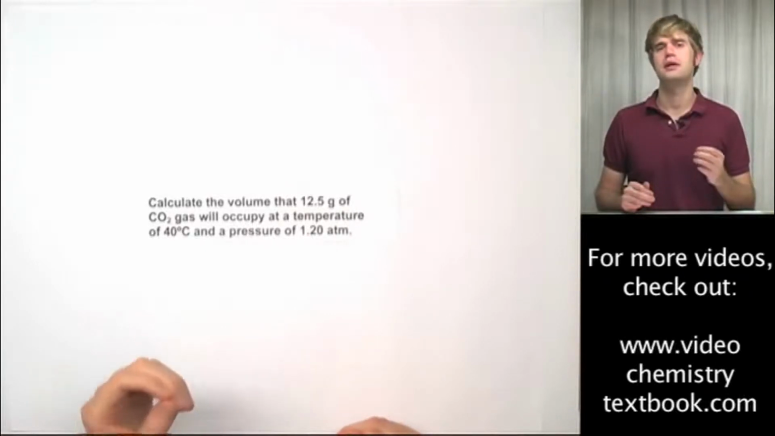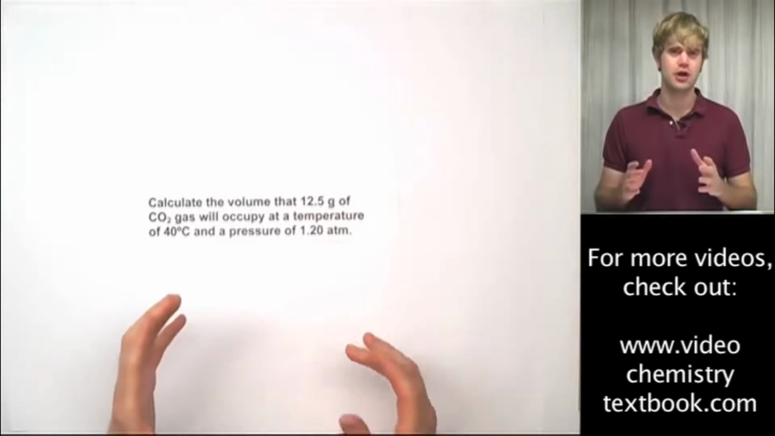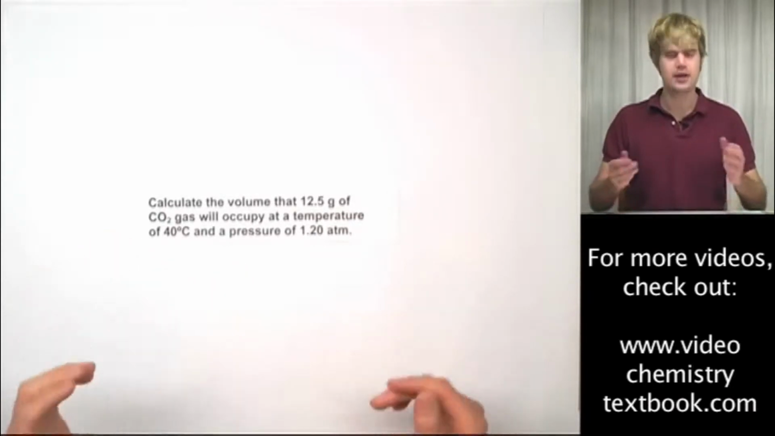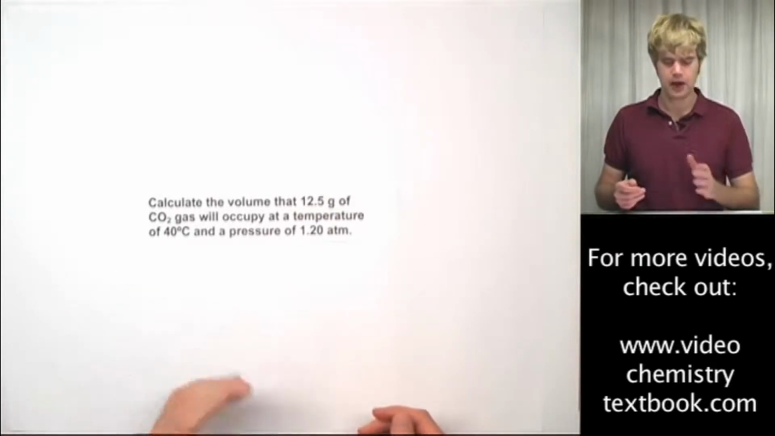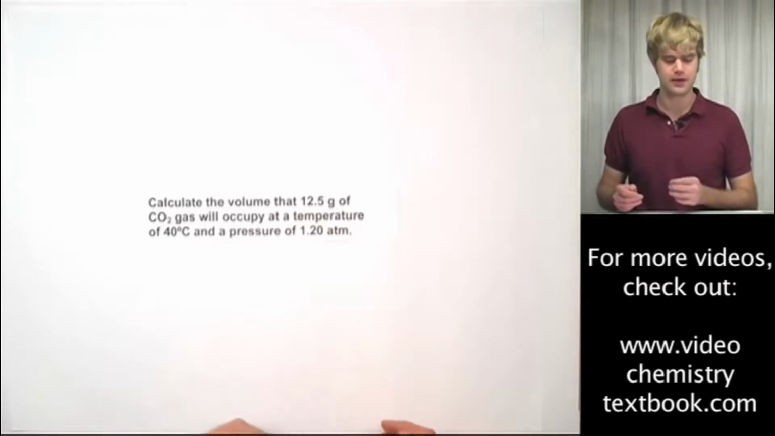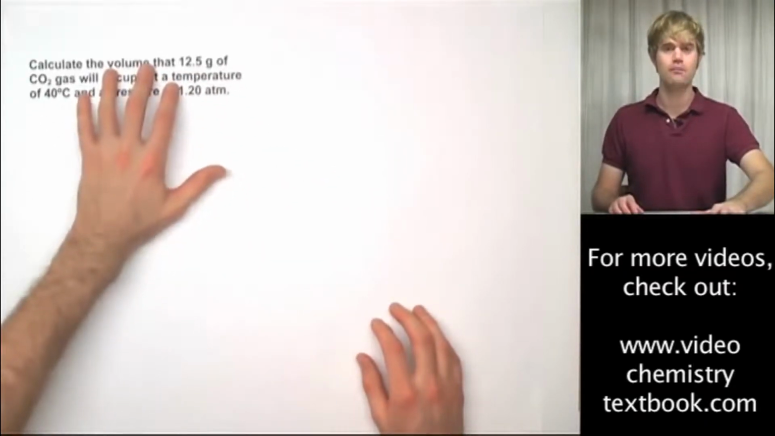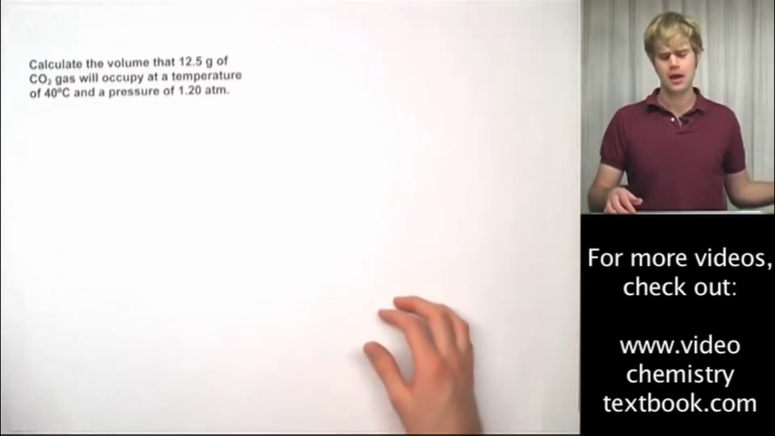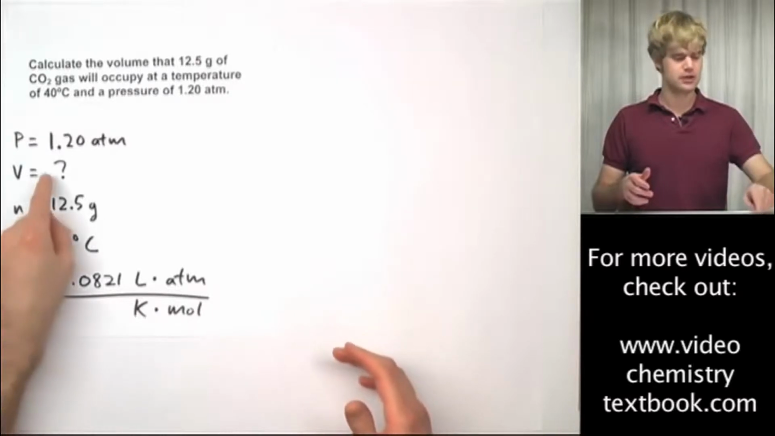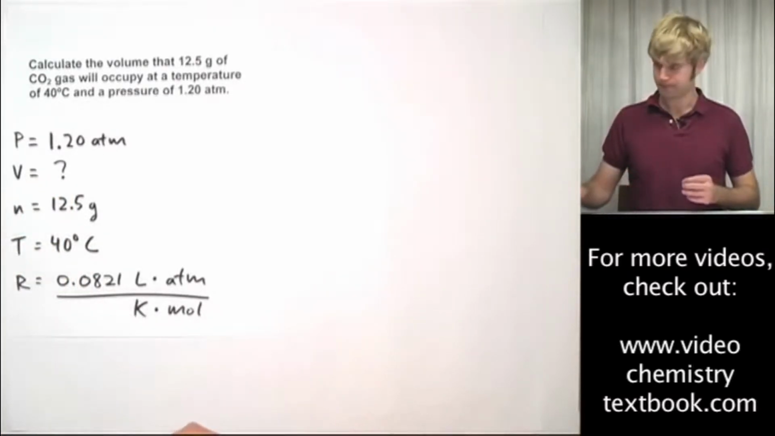Now we're going to look at some ideal gas law problems where we also have to use molar mass to convert between grams and moles of a gas. Take this problem, for instance. Calculate the volume that 12.5 grams of CO2 gas will occupy at a temperature of 40 degrees Celsius and a pressure of 1.0 atm. I've gone ahead and filled in a number of the variables that we're going to be using. As you can see here, volume is what we're going to be solving for.